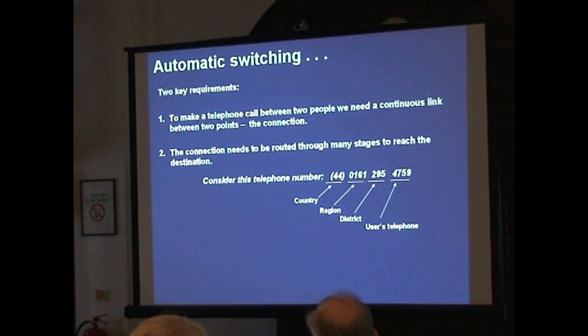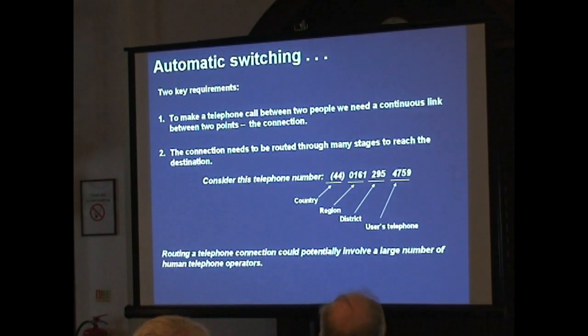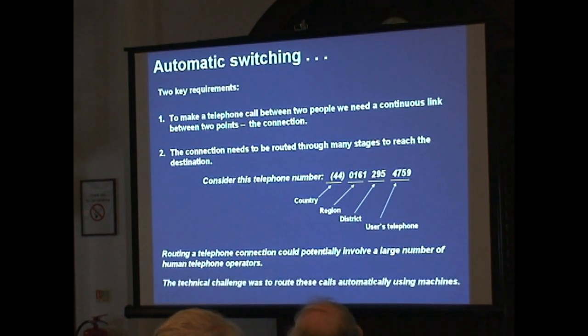And we're all used to this. But of course, in the early days, the operators used to sit there, and when the connection came up, someone picked their receiver up, you'd hear, "Number please," and you had to tell them, "Could you please get me through to Bradford 24225," or whatever it is. And routing a telephone connection could potentially involve huge numbers of human operators. And the technical challenge was to route these calls automatically using machines.